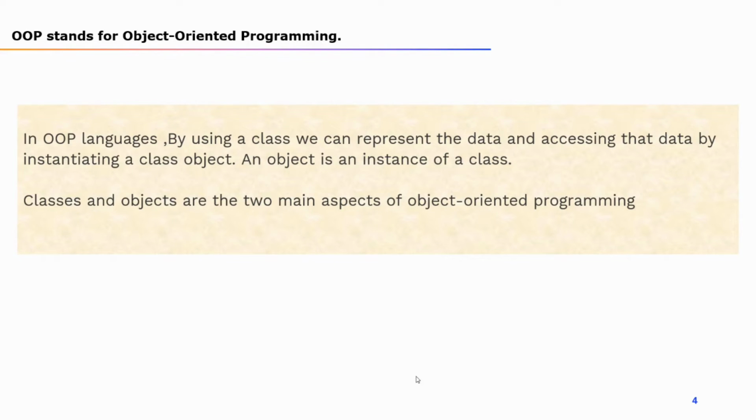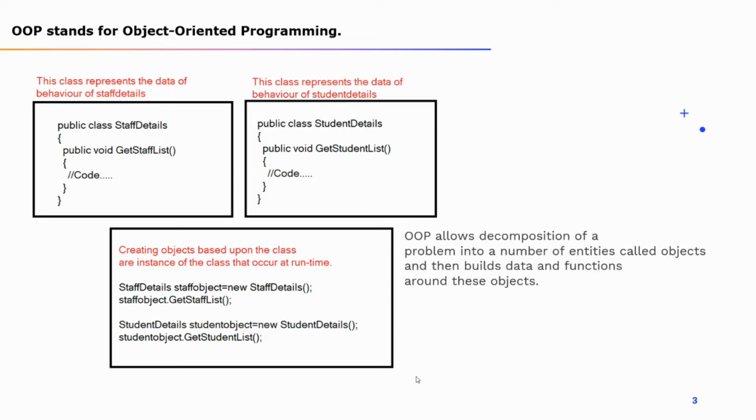An object is an instance of a class. Class and objects are two main aspects of object-oriented programming. Here, by using a class, we can represent the data. Here, this class represents the data and behavior of staff details. This class represents the data and behavior of student details. We can add more classes to represent the data of staff personal details, student personal details, etc. At runtime, we can create an instance of a class, that is an object, to access that class's members.